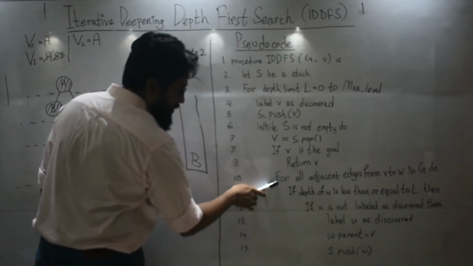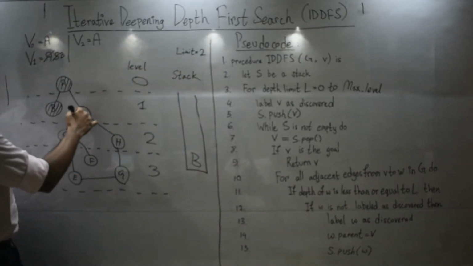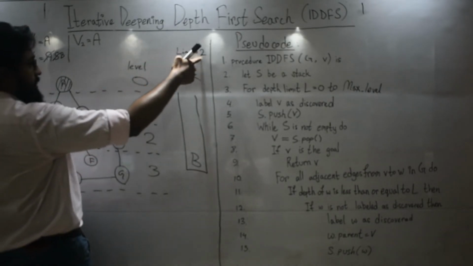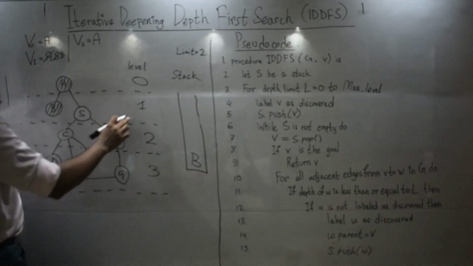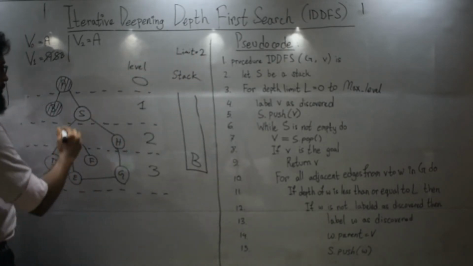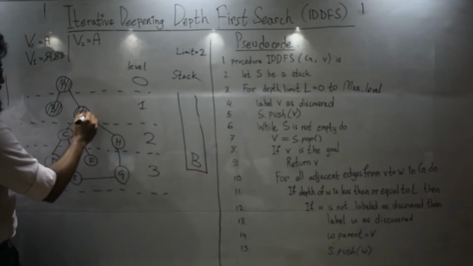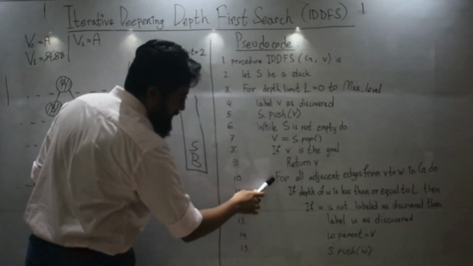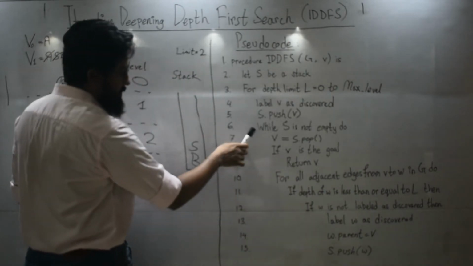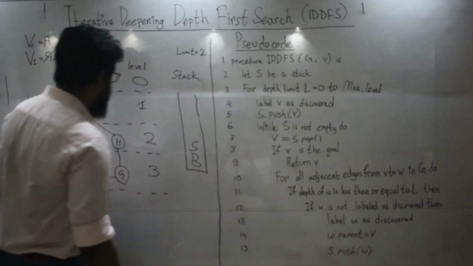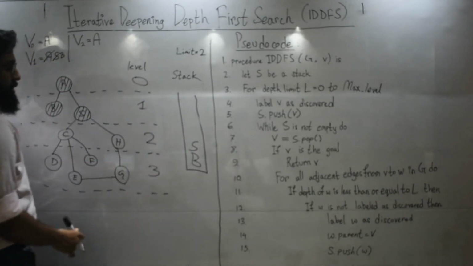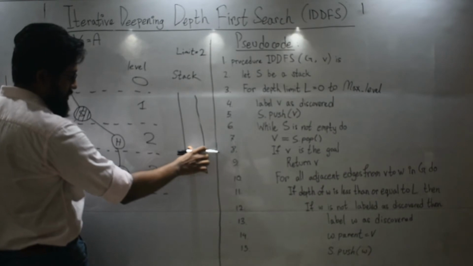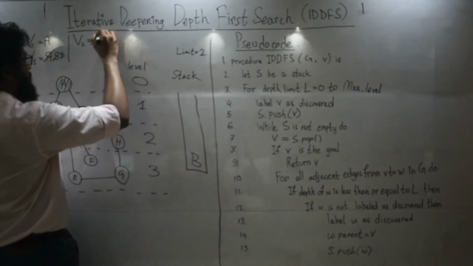Then again come over here. Is S within the limit? Yes, S has a level of 1 in the limit 2. Okay, so let's visit and push S. After it's done, the edges are done, we will again come back to line number 7. Pop whatever is on top of my stack and put it over here. So let's pop S, put it here.